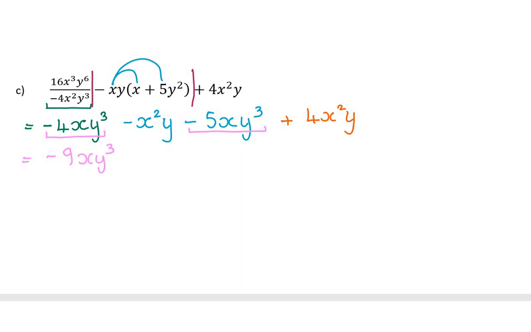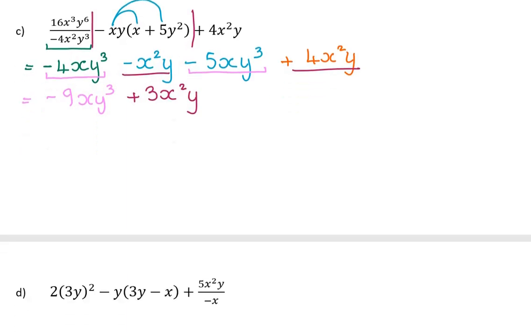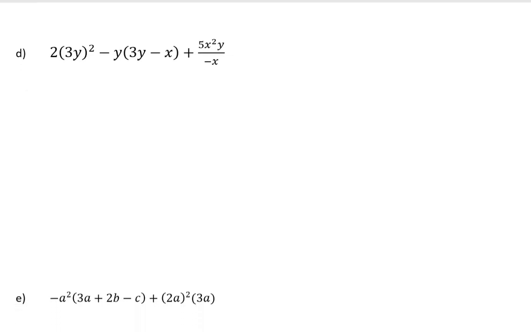Notice, remember, my exponents don't change because I'm just adding like terms. And minus x squared y plus 4x squared y. Well, 4 take away 1 is 3. So it's 3x squared y. So it's nothing different to what we've been doing. It's just that these questions look a little bit more tricky because there's exponents everywhere and complicated terms. But they're all not particularly bad.